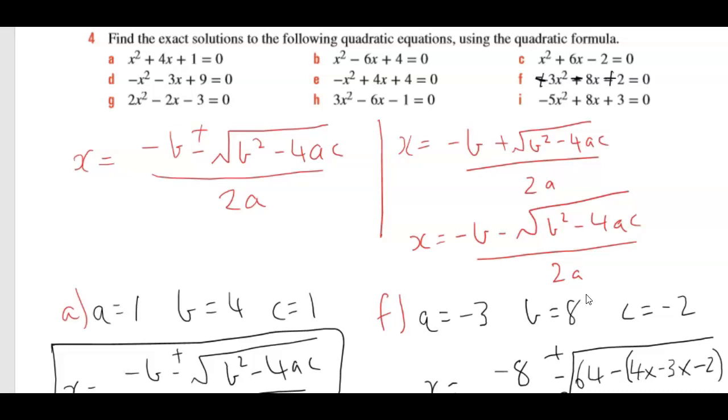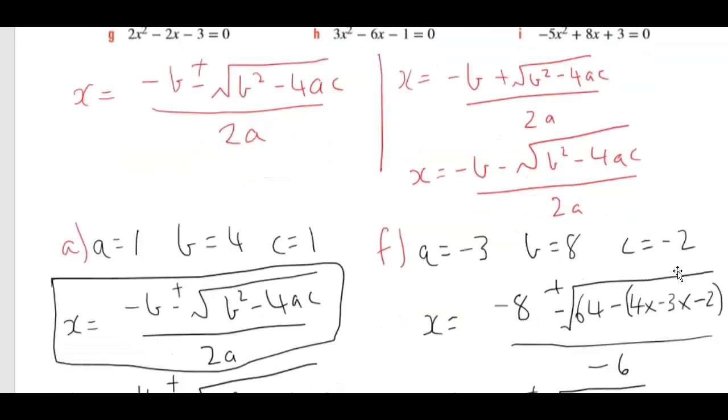It's kind of like saying, if I moved everything over to the right-hand side, I would be adding 3x squared, subtracting 8x, and adding 2. So you could either go through and do what I did, or if you're having trouble with your negatives, you can take the negative out as a common factor.